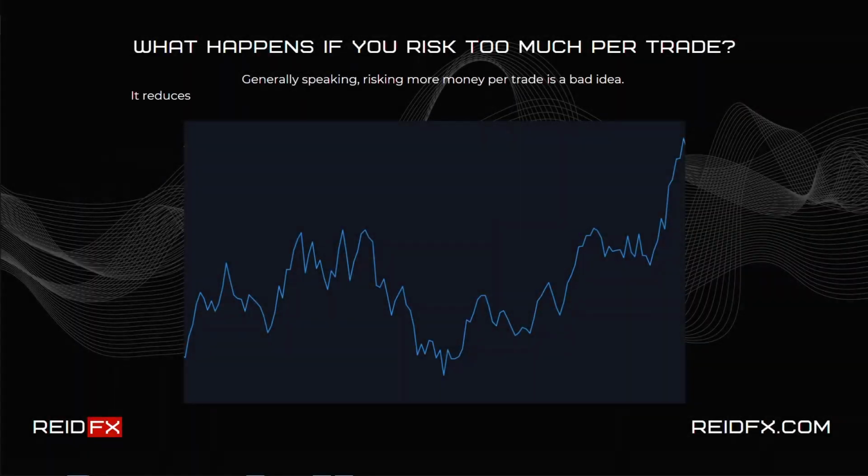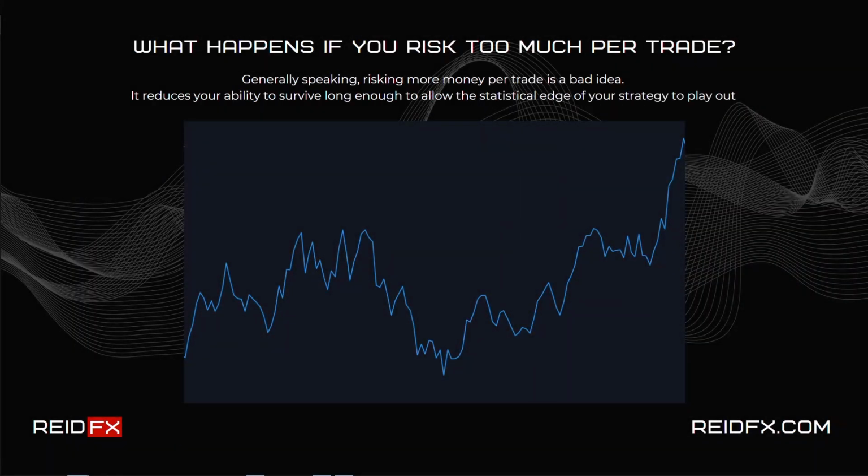Now, I want to really illustrate what happens when you risk too much. Generally speaking, risking more money per trade is a bad idea. It reduces your ability to survive long enough to allow the statistical edge of your strategy to play out. So what do I mean by that? Let's assume that this diagram here is your equity curve. So this is your account statement.